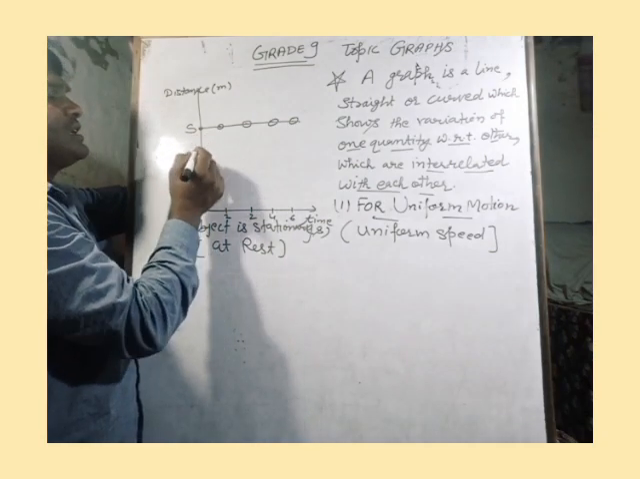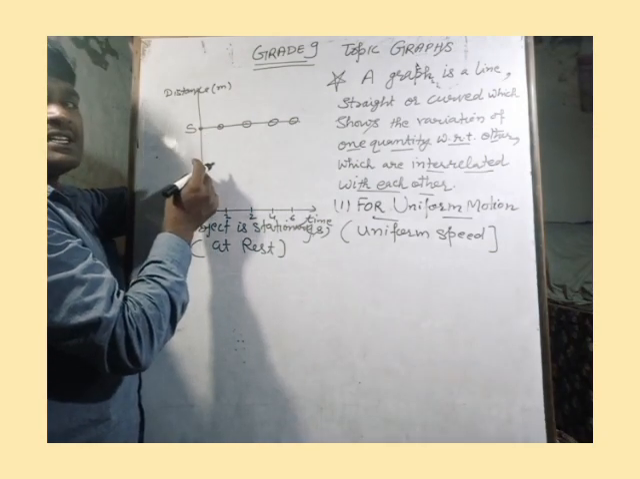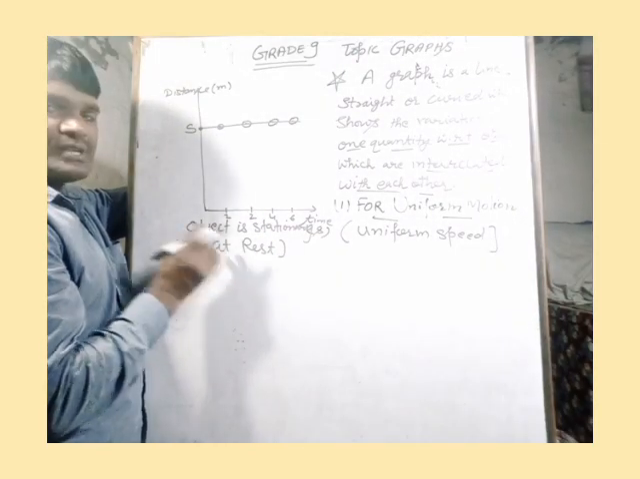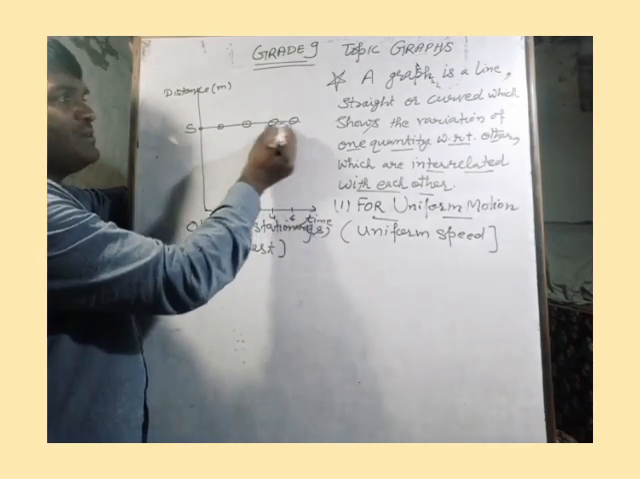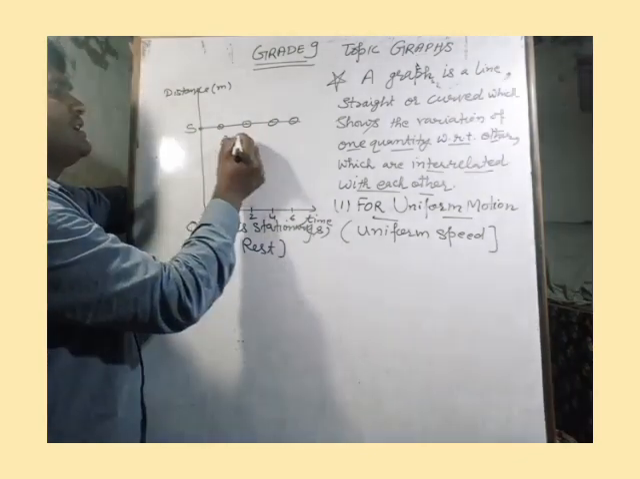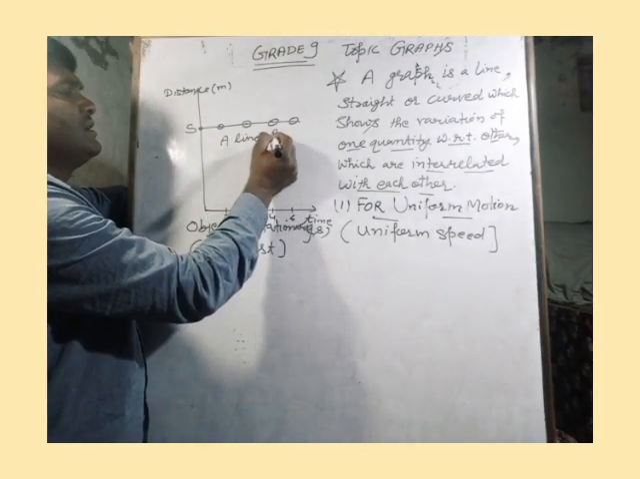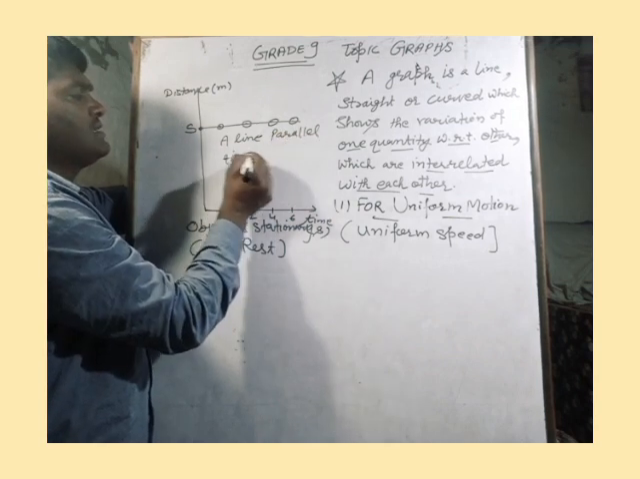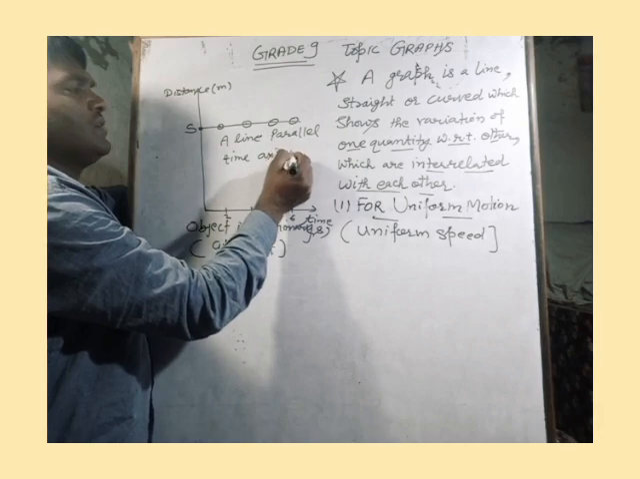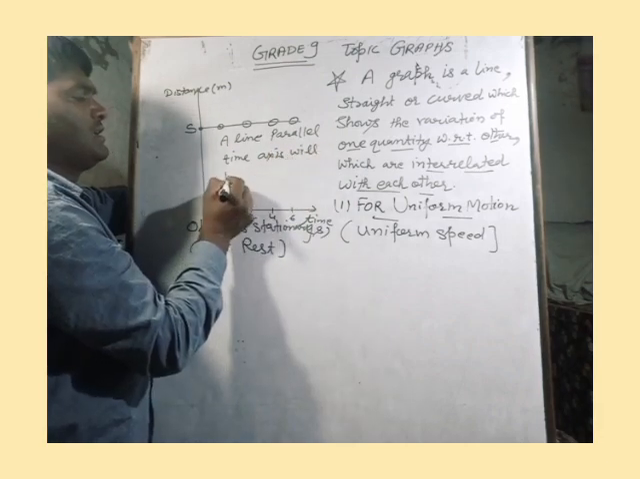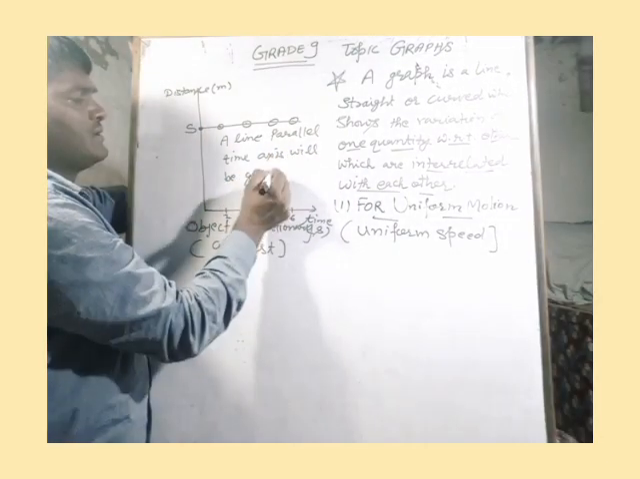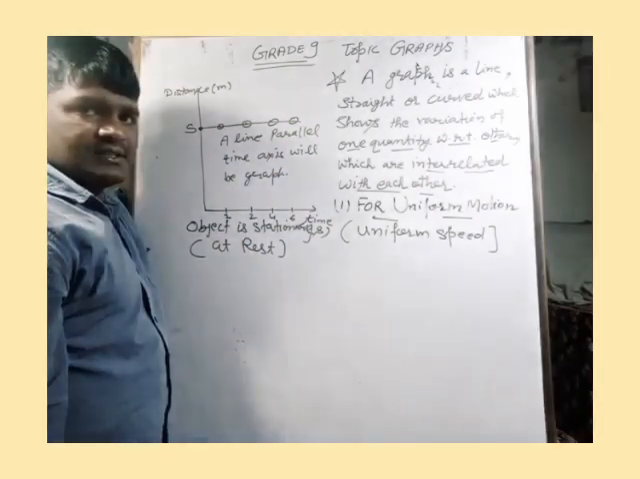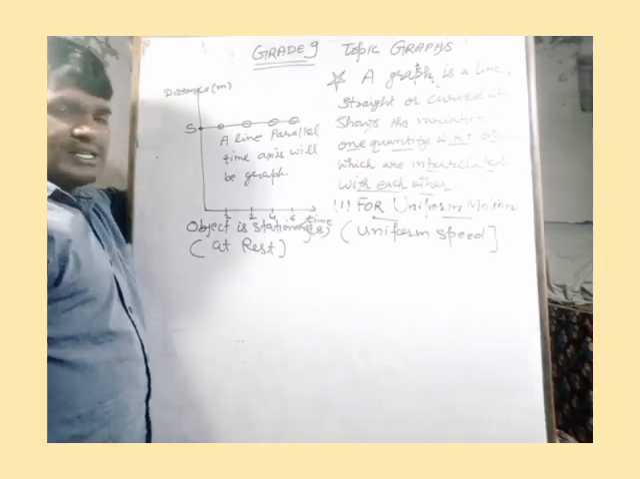When we are discussing a distance time graph such that the object is at rest, the graph will be like that, a line parallel to the time axis. This will be the graph for a stationary object.